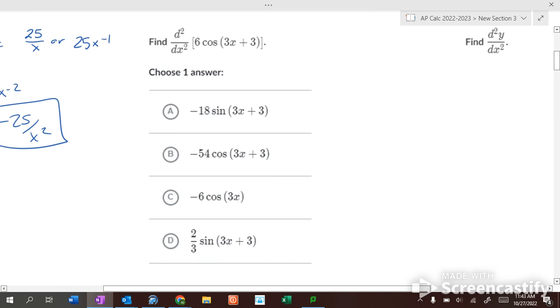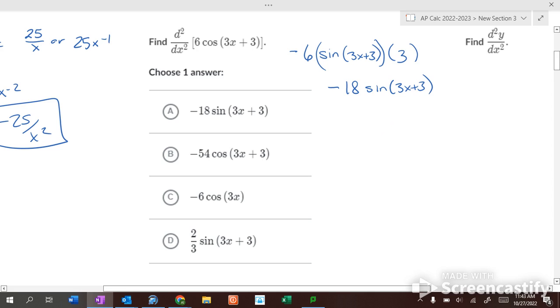All right, second derivative of this. Well, before we can do the second derivative, we need to find the first derivative. So the 6 is in front. The first derivative of cosine is negative sine. Very good. I missed that. Negative sine of 3x plus 3 times, we're doing chain rule here. So what's the first derivative of the inside of this? 3. So really it's negative 18 sine of 3x plus 3.